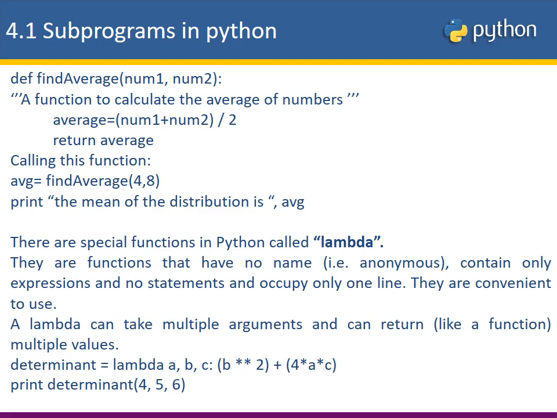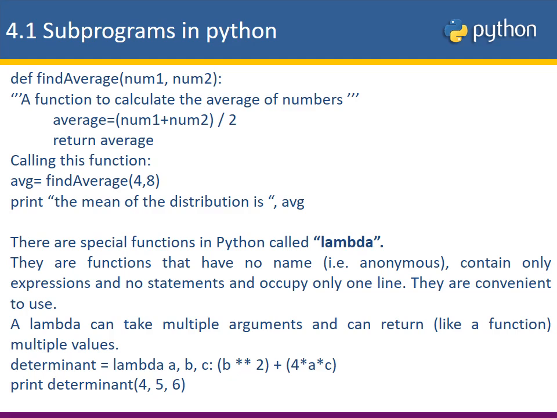And there is a special function in Python called lambda. They are functions that have no name, that is, anonymous. They contain only an expression and no statement, and occupy only one line. We can see from the example there, they are convenient to use, and lambda can take multiple arguments and can return, like a function, multiple values.